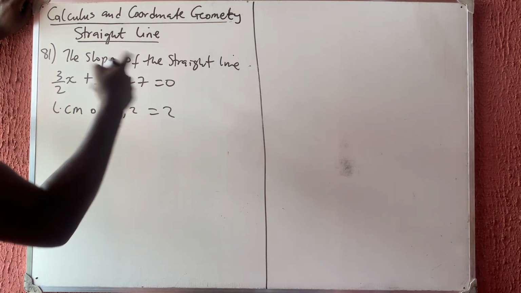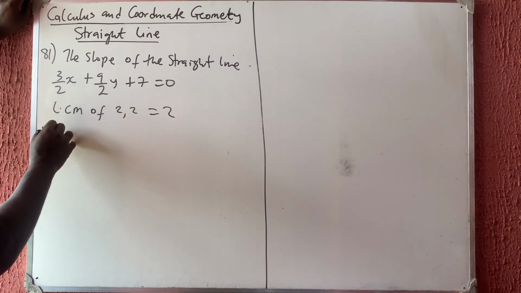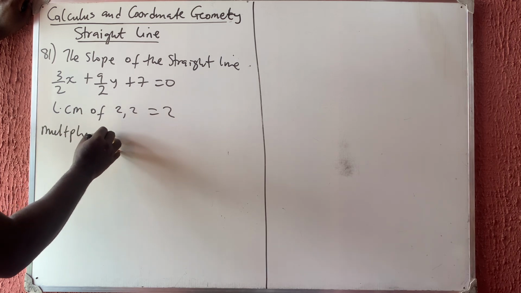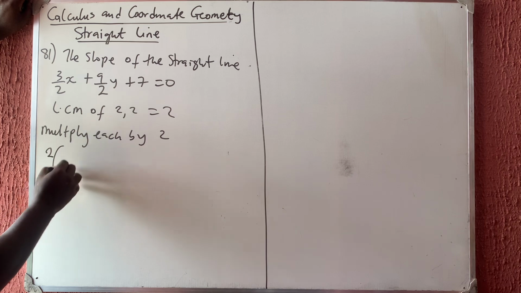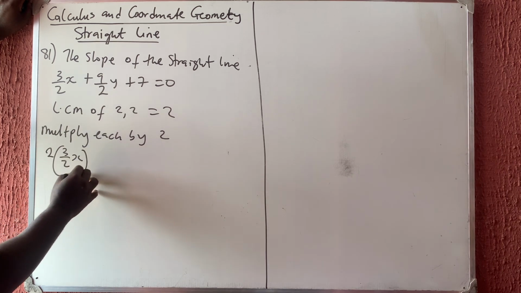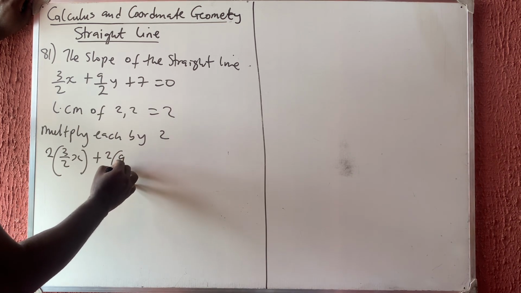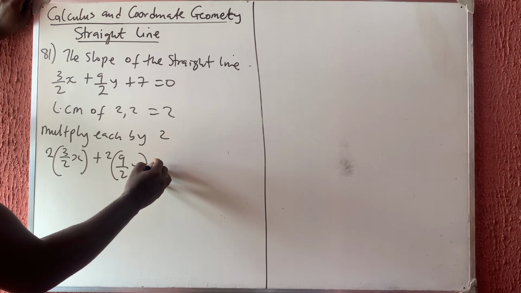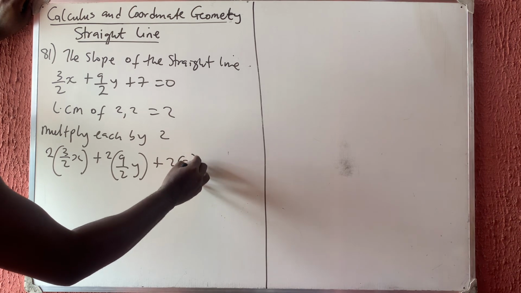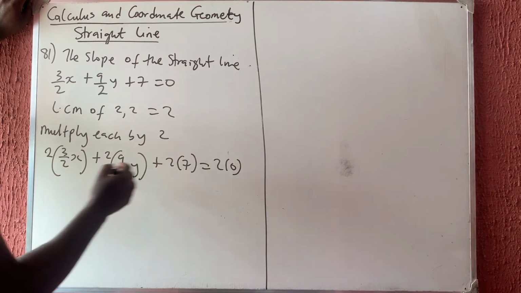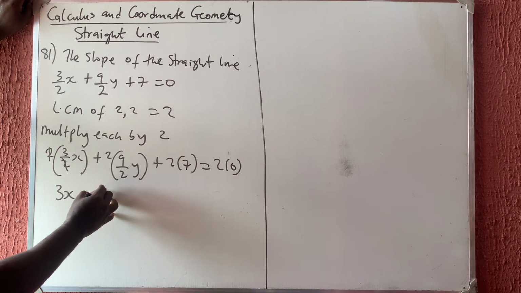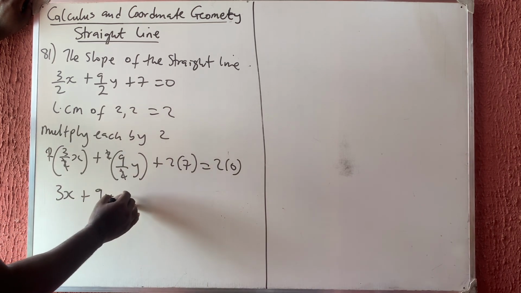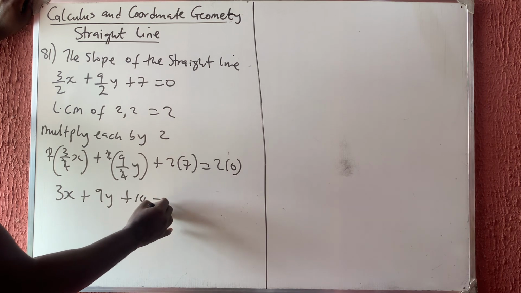So we're going to multiply each of them by the LCM. So multiply each by that 2. So I have 2 in bracket of 3 over 2x, plus 2 in bracket of 9 over 2y, plus 2 in bracket of 7 is equal to 2 in bracket of 0. So this take care of this. I'm having 3x plus 9y. This take care of this. Plus 14 is equal to 0.